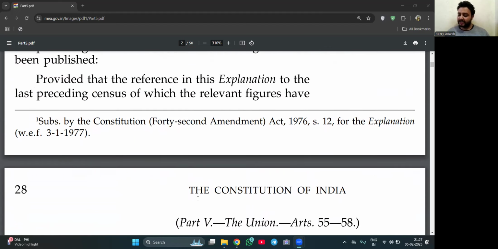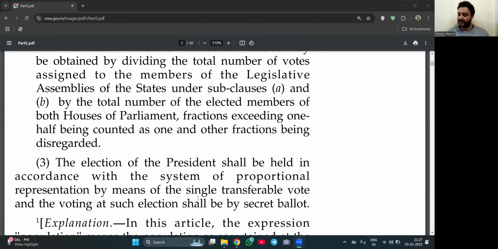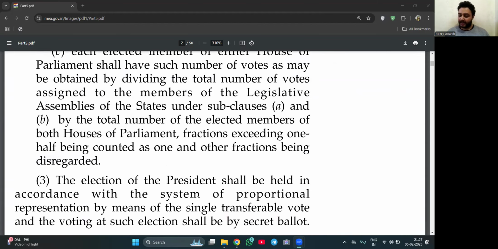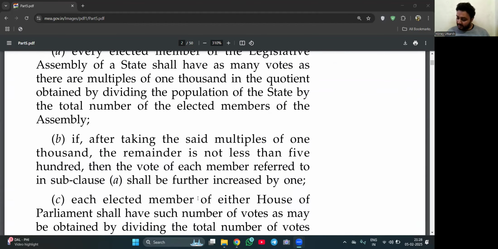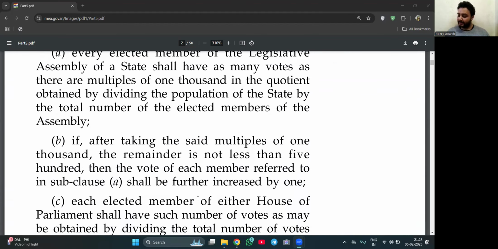So Article 55 devises a way by which a value is attached to each vote of an MP and an MLA during the election of the president. This is an attempt to indicate that the president represents the unity of India. The vote value of an MLA is the population of that state divided by the total number of elected members of the legislative assembly, into 1 by 1000.